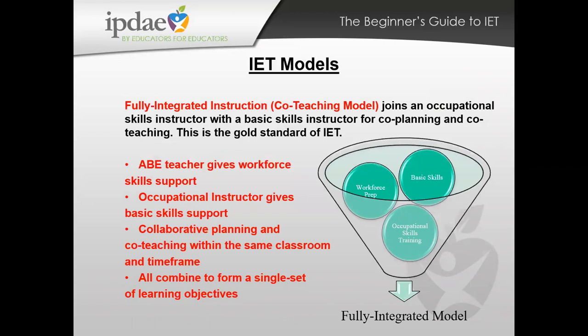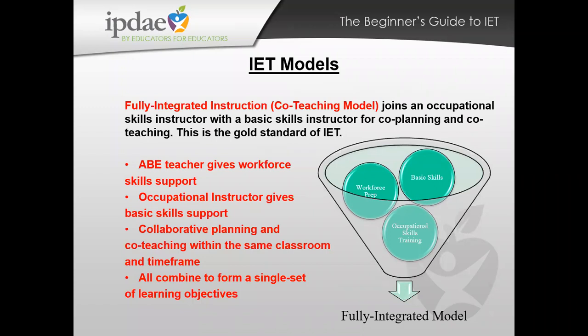So that'll bring us into our different models. And I think everyone's pretty familiar with the different ways that we can implement IET or that have been discussed on the way that it should be implemented. The fully integrated model has been talked about like it's the gold standard. This is the real way that you're going to accelerate for the student in the most optimum way. It's going to join an occupational skills instructor and a basic skills instructor in the same classroom at the same time. They will co-plan together and they will co-teach together.